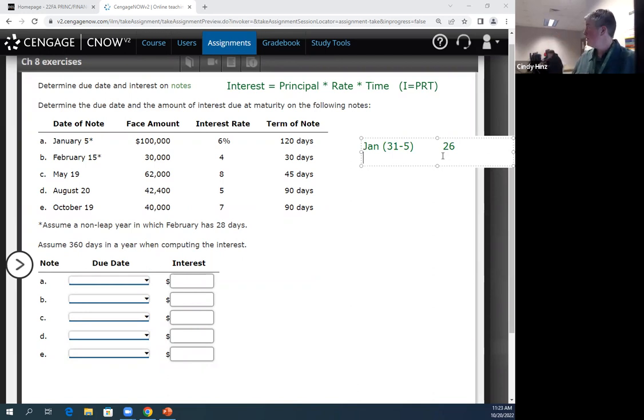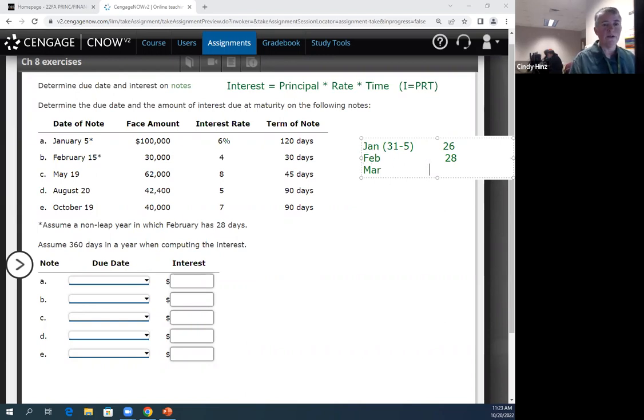We signed the note on January 5th. So on the 6th, it's now been 1 full day. On the 7th, it's been 2, and so on. This exercise does tell us to assume that this is not a leap year. So February has 28 days. Remember, we're trying to get up to 120 total.